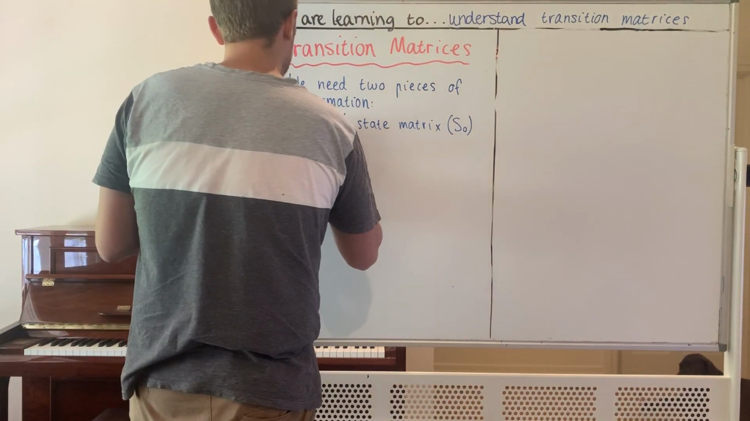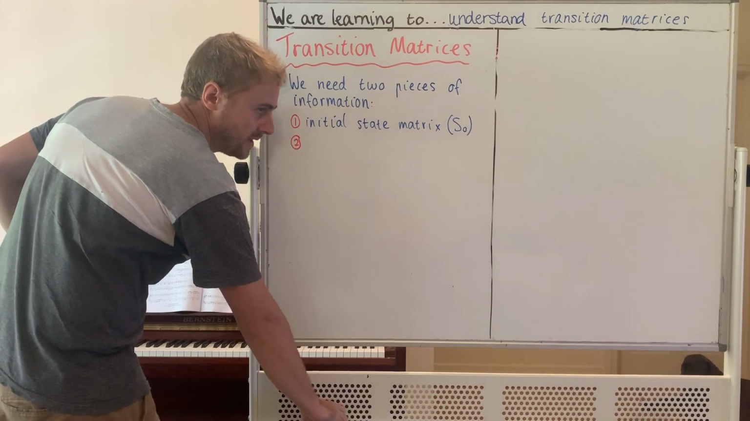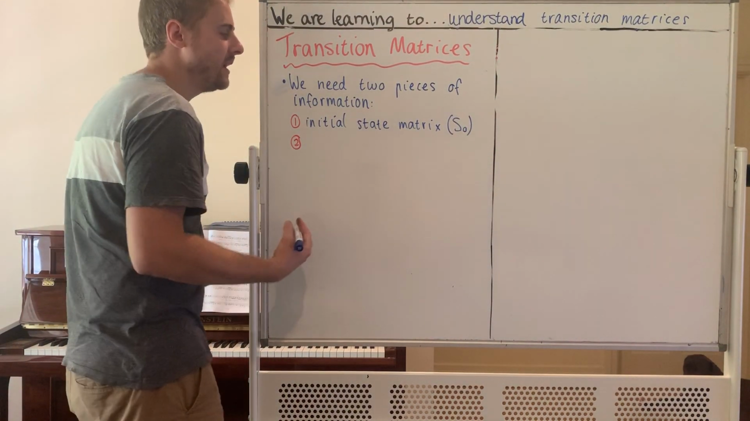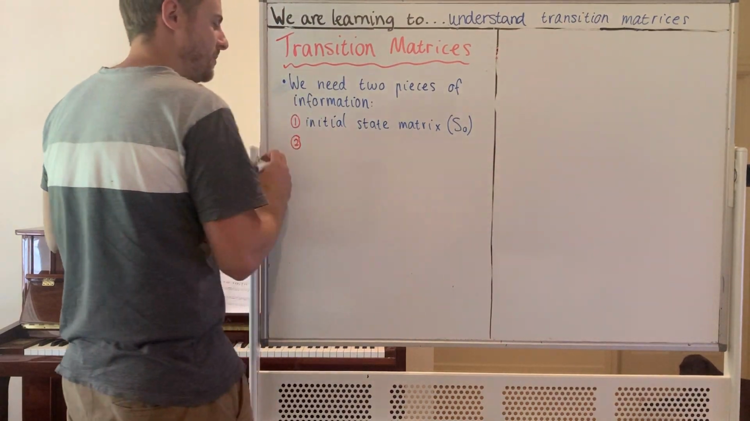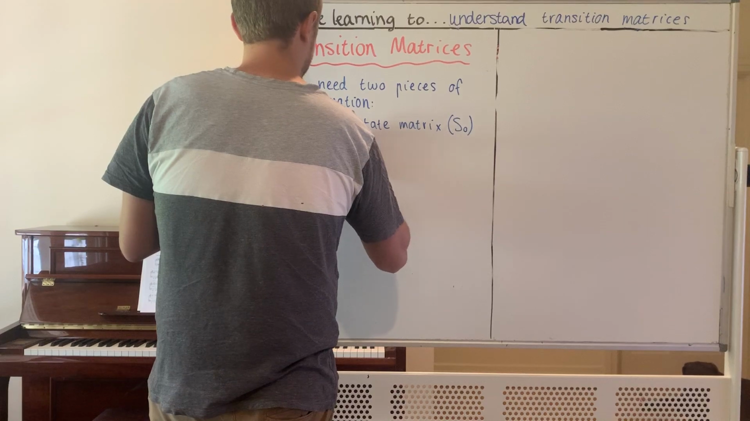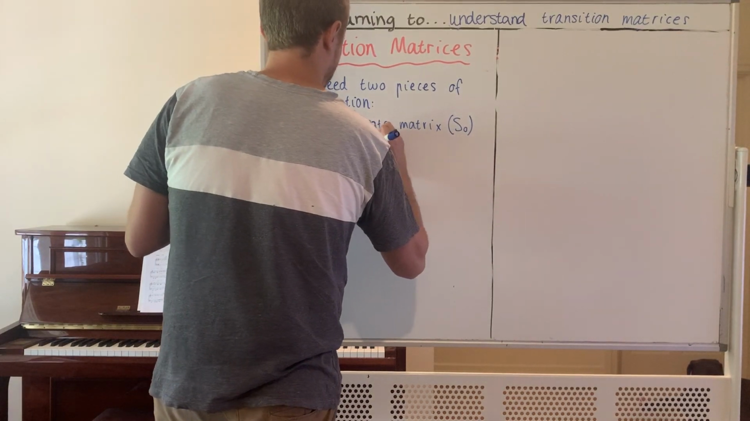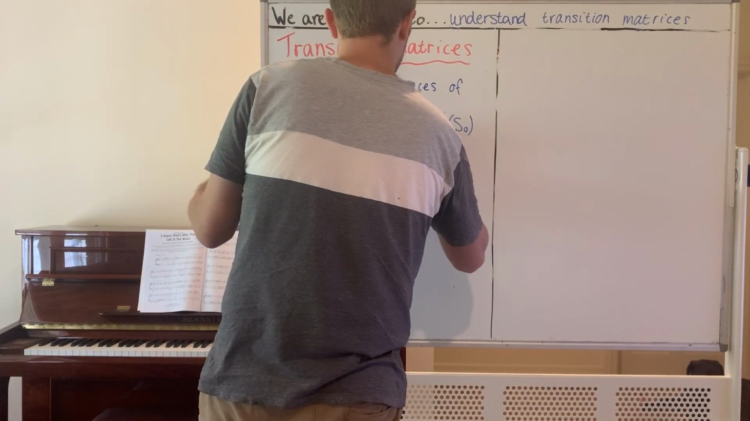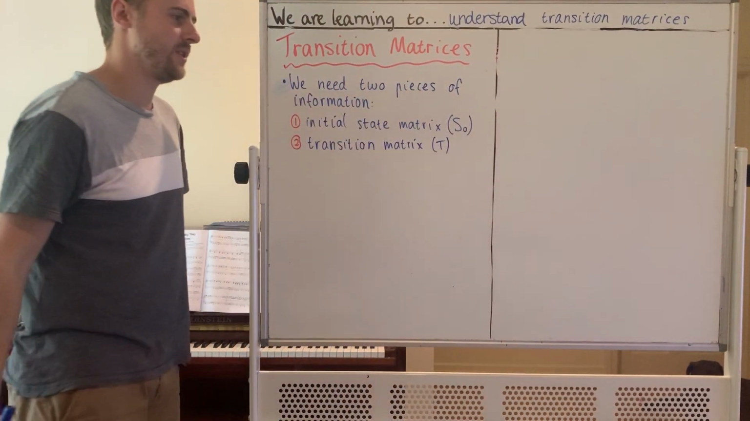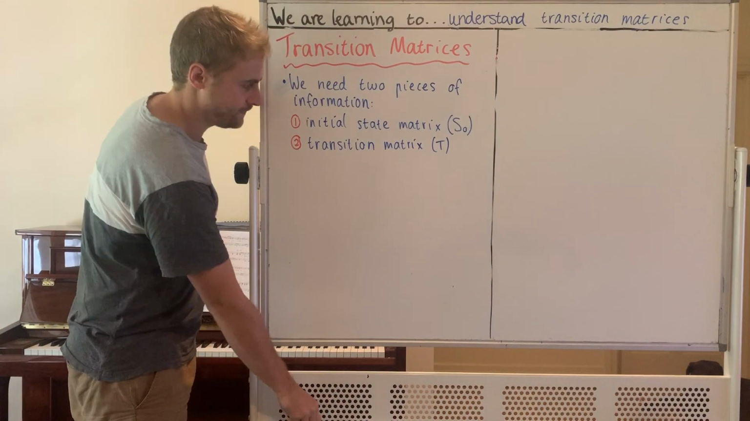Number 2 thing we need is the actual transition matrix. That shows us how the information is changing over time. And depending on the context, it could be in days, weeks, months, years. But we'll go over some examples. And that's usually just denoted by a simple T.